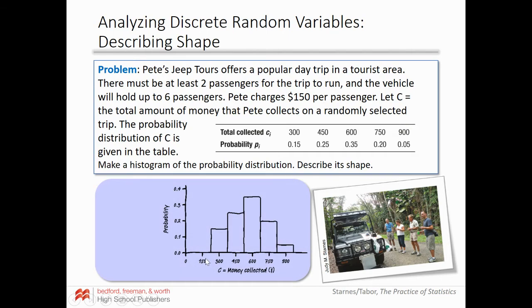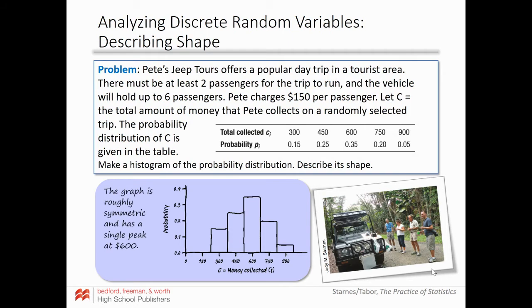So to make my histogram, I put my random variable on the x-axis. So it'd be 300, 450, 600, 750, 900. And then my y-axis is the probability of each one. And then I just make my little bars. So 300 is the lowest one, I'm just above 0.15. And then 0.25, 0.35, 0.2, 0.05.